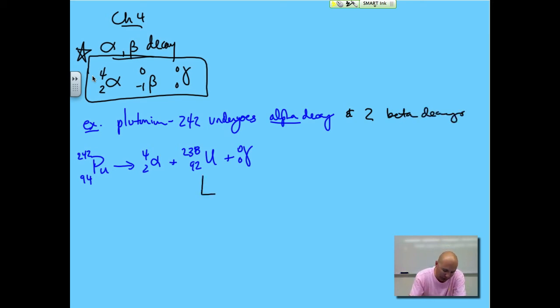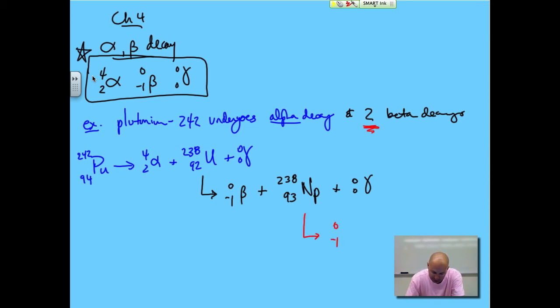What you could do is, from that uranium, it now breaks down into a beta particle. 238 stays the same. 93, because of course it's a minus 1: neptunium, and don't forget your gamma. If it went through 2 beta decays, here would be your second, 0 minus 1, 238 still, and 94, and notice plutonium again. And yes, this plutonium is different than the original one, because look at your mass numbers. But that would be an example of that.